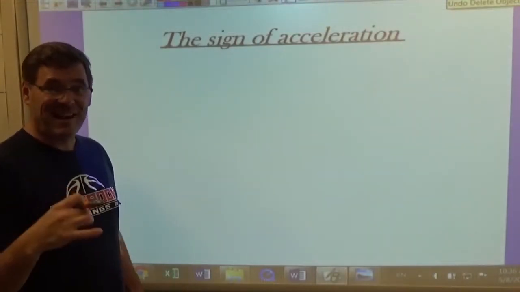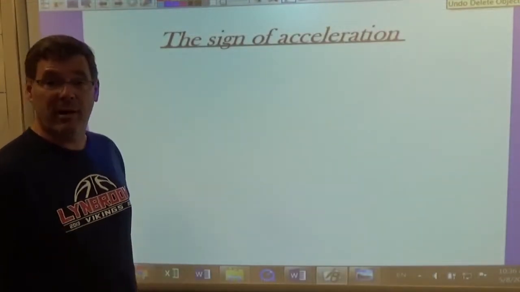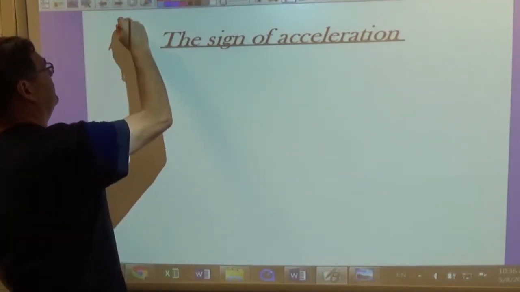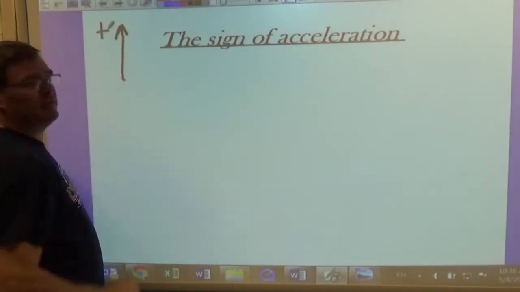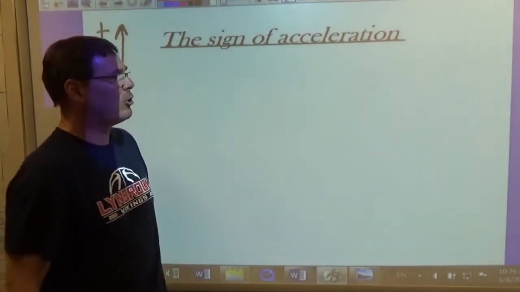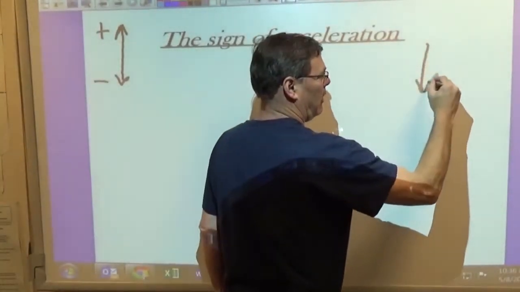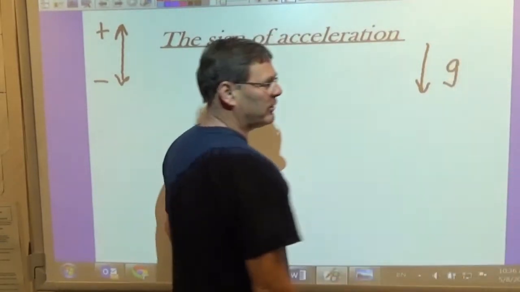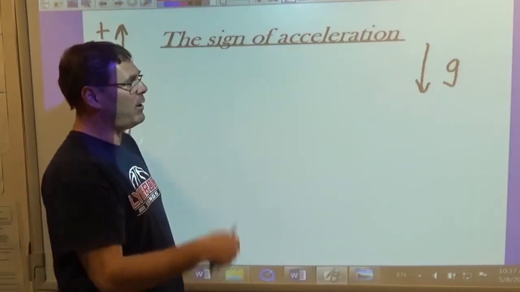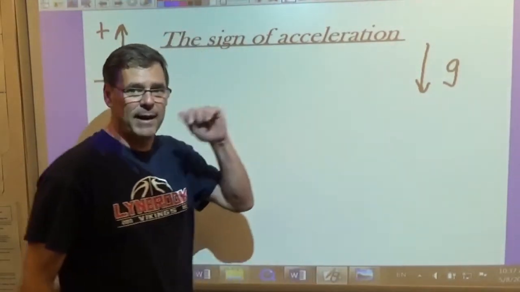Let's talk about the sign of acceleration, plus or minus. It's conventional to say up is the positive direction, so of course then down would be the negative direction. Gravity always acts down, of course, so that's why we often say gravity is negative 9.8 meters per second squared, because it's in the negative direction.